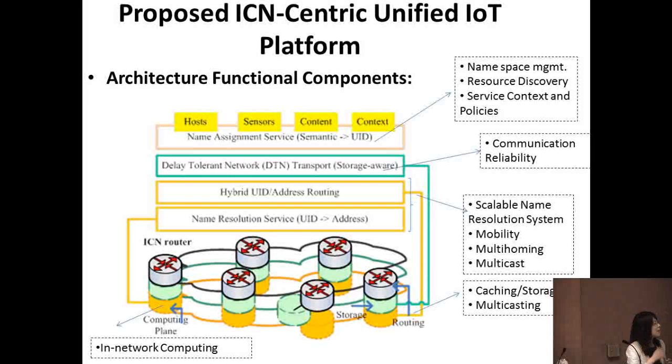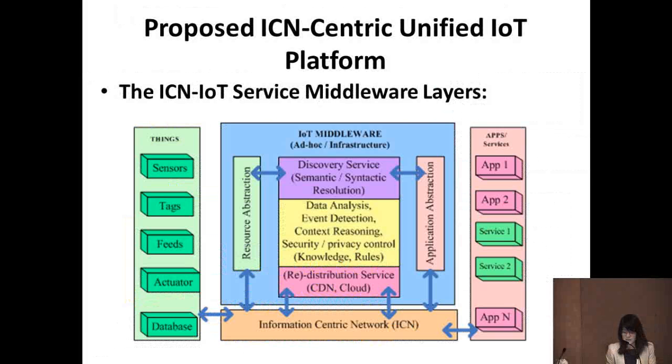It's very typical. I'm using MobilityFirst as an example, of course. And then on top of that, you have transport. Then you have name assignment service. So this is very standard stuff. But if you look at the middleware services that are supported on MobilityFirst, this is very IoT centric. You are going to have discovery service, publishing, discovery. This is critical, central to IoT. Then you are going to have data analysis, event detection, contextual reasoning, and security and privacy, of course.